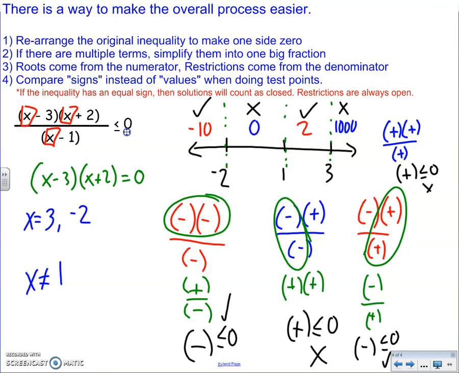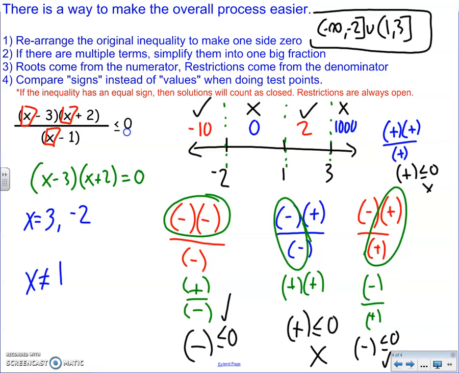So here, my final answer is left of negative 2. So negative infinity. Oh, by the way, 3 and negative 2 are closed. So negative infinity all the way to negative 2, that is closed. Union, I skip negative 2 to 1, but 1 to 3 is our next section. 1 is a restriction, so you can't have it closed. And then 3 is a solution, so that is closed.